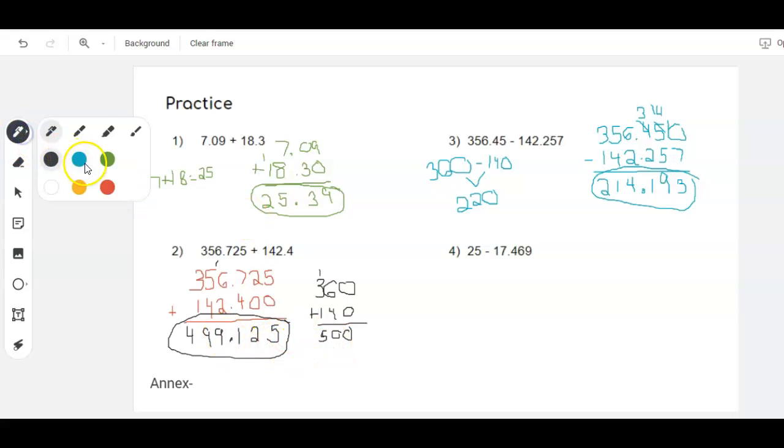I wanted to take a look at this last one with you, okay? That 25 is going to go on top even though it's shorter, okay? And the reason is because 25 is larger than 17, okay? So where's the decimal point on the 25? Well, it's at the end right here, okay?